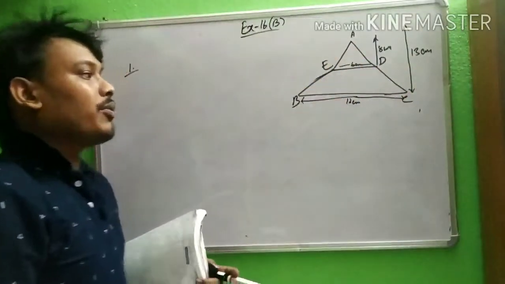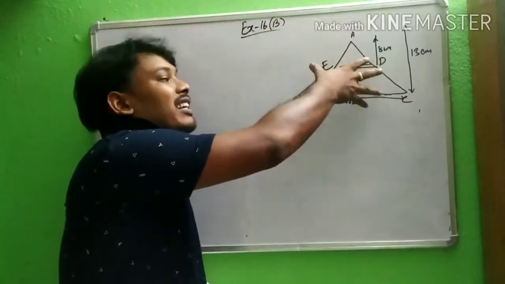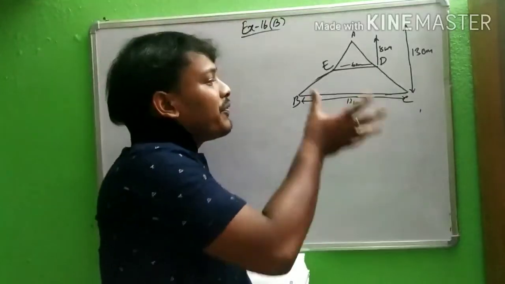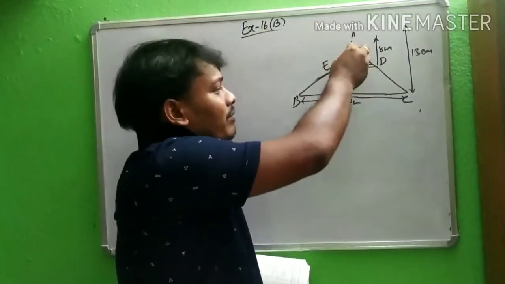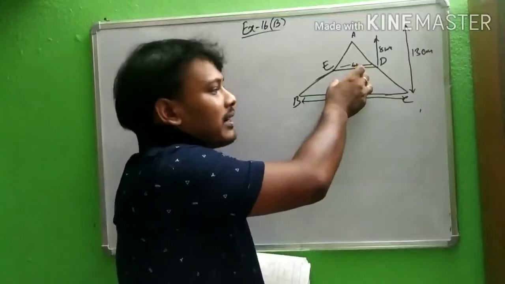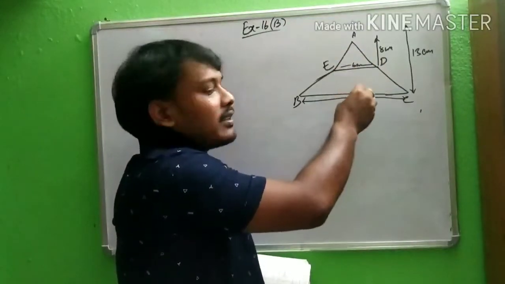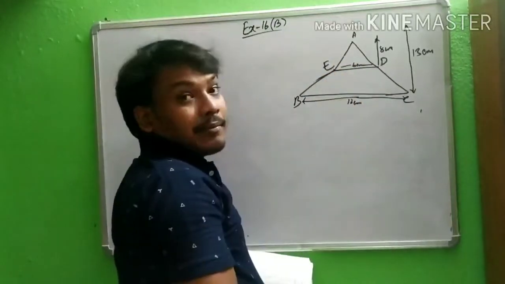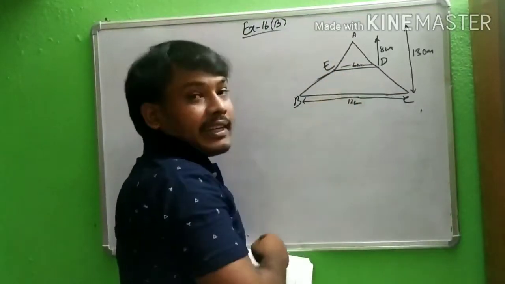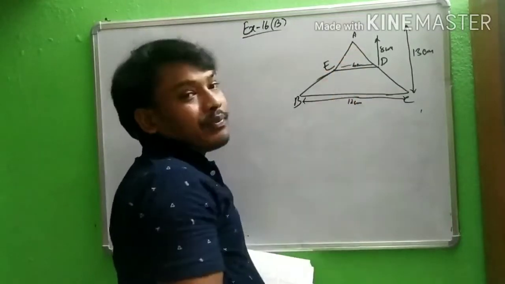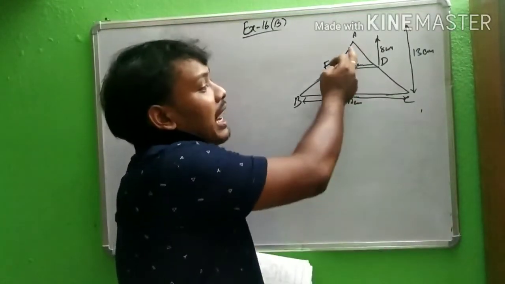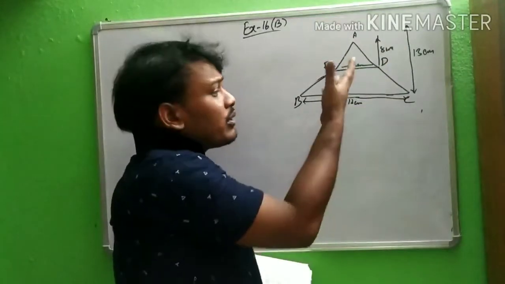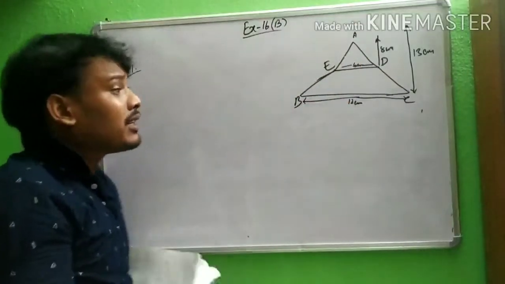This polygon, there is no formula to find this kind of polygon directly. So first we find the area of the upper part and lower part. Then if we add these two areas, we get the area of the figure. The upper part is a triangle and the lower part is a trapezium. What is the formula for the area of a triangle? Half into base into height. Here height is given, base is also given, so there is no problem finding the area of this triangle.